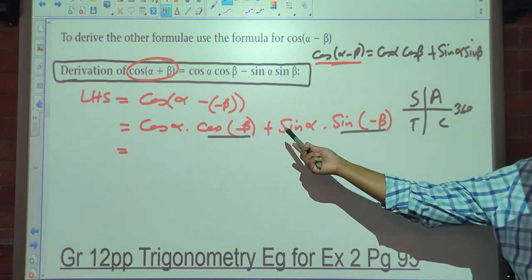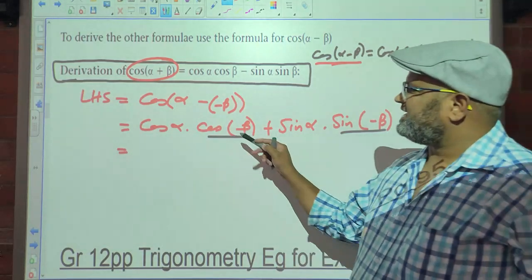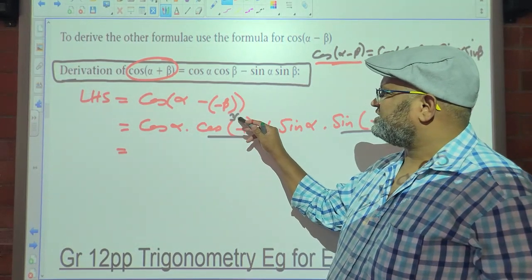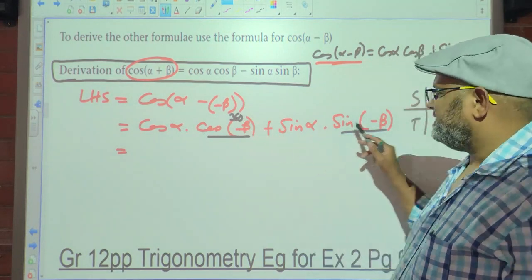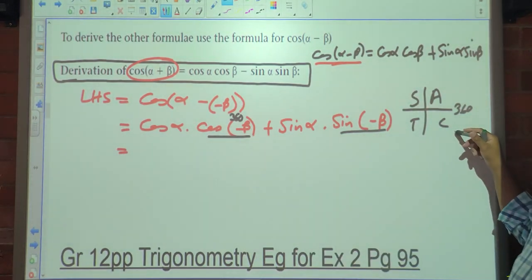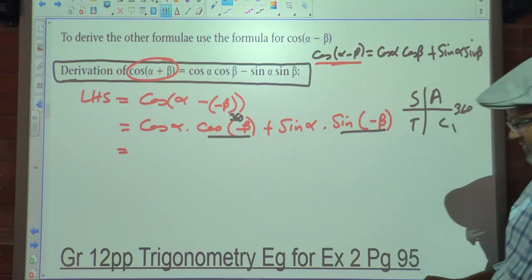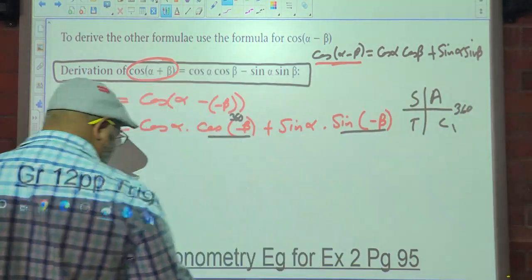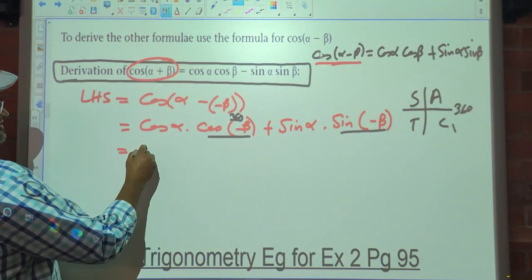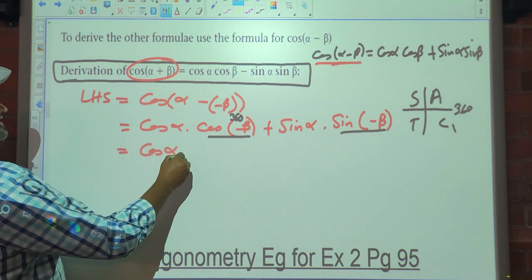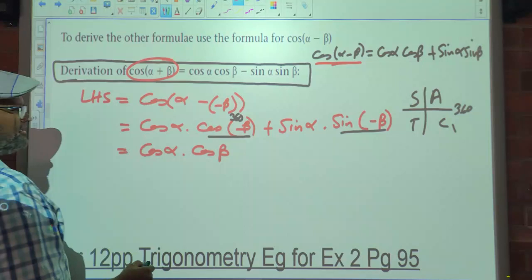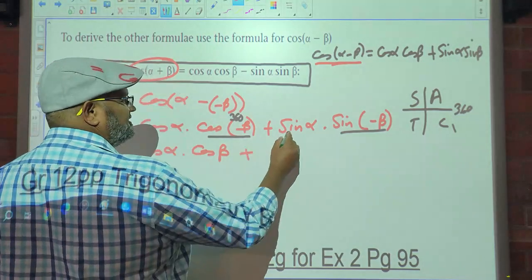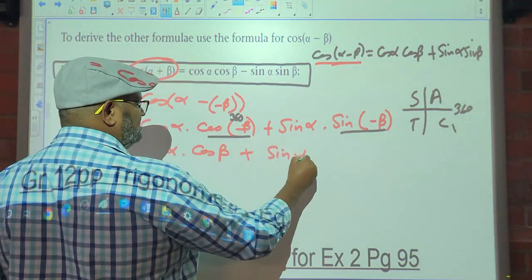So your negative angle. For those of you who don't see it like that, what we normally do is we add 360 to it. What is 360 minus beta? It's in the fourth quadrant, which is just cos of beta. So that cos is positive in that quadrant. So it's going to be cos alpha times cos beta plus sine alpha times.